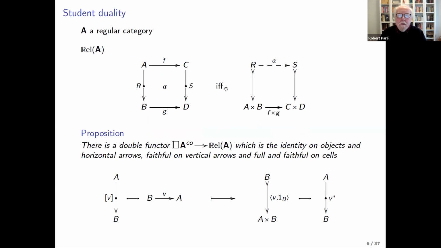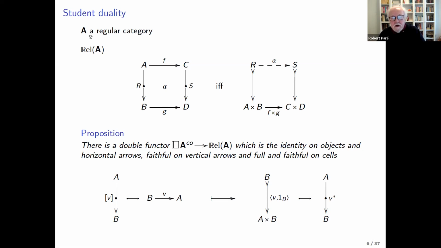Okay, so suppose that we have a regular category. I want to make relations now into a double category, and what you need is some conditions on a category to make relations work well. And the correct conditions are that it be a regular category. So let's say it has finite limits and it has co-equalizers of kernel pairs, and that the regular epis are stable under pullback.